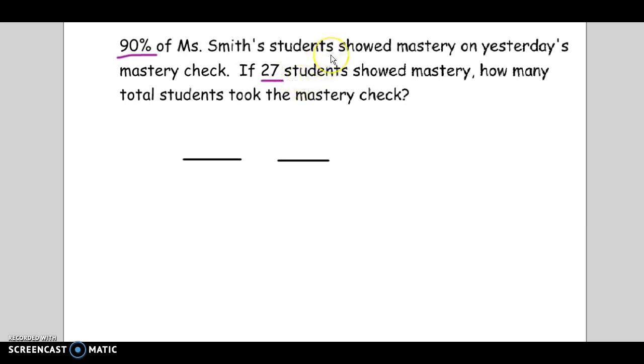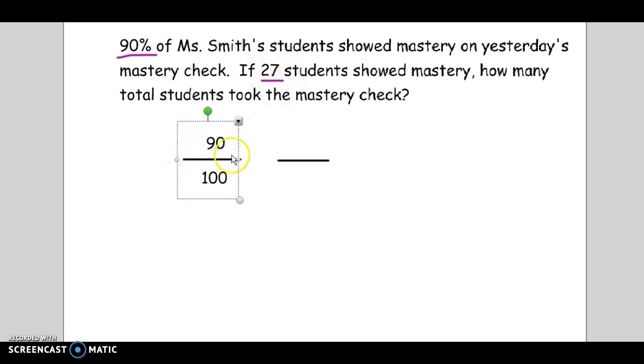So what we're going to do is first set up our percentage. And I know that a percentage is always out of 100. So I know that 90% is the same thing as 90 out of 100. So I've got that set up. The next thing I need to do is figure out where to put the 27.